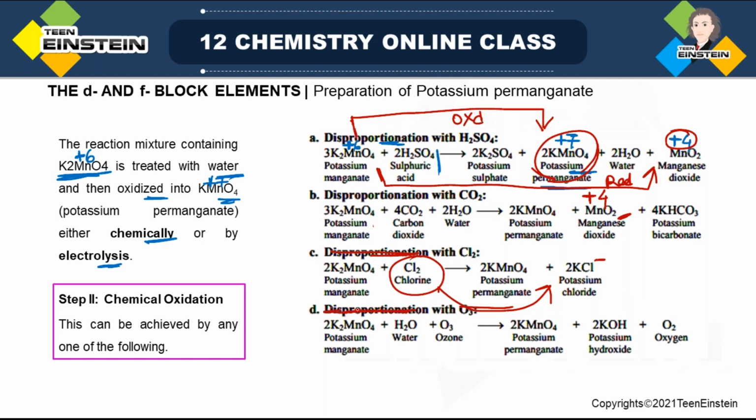You can simply consider this as oxidation of K2MnO4 by chlorine, and in the fourth equation by ozone. So ozone is also oxidizing in nature, and K2MnO4 is again oxidized to KMnO4, and O3 is reduced to oxygen. This is reduction. That means O3 is itself acting as oxidizing agent, and it is accepting electron from K2MnO4. So that is why K2MnO4 is oxidized to KMnO4. Okay. So all the four equations, is it clear?